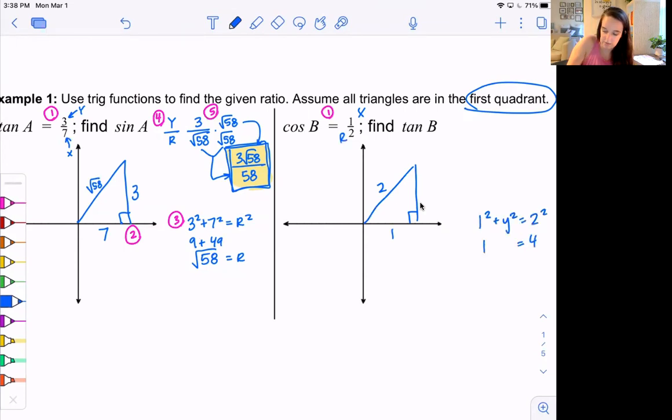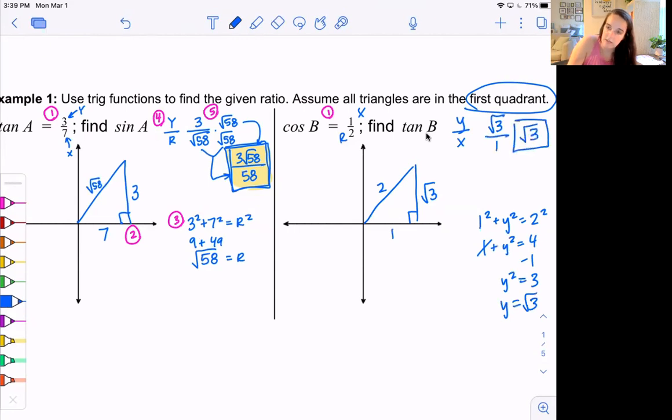So 4 equals 1 plus y squared. Subtract that 1 over, y squared equals 3. So y equals square root of 3. I'm going to put that square root of 3 right here. That is my y value. So when I find the tangent, I know tangent is y over x. So my y is square root of 3, x is 1. I can simplify that to just square root of 3 as my answer.